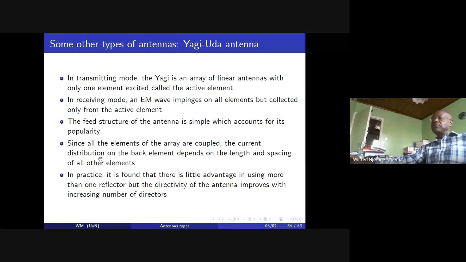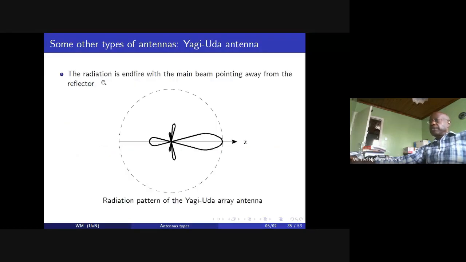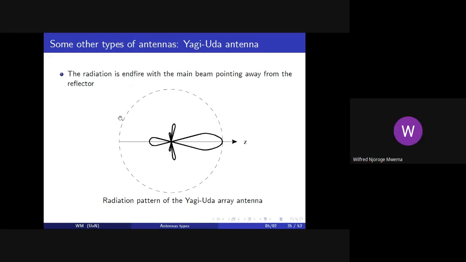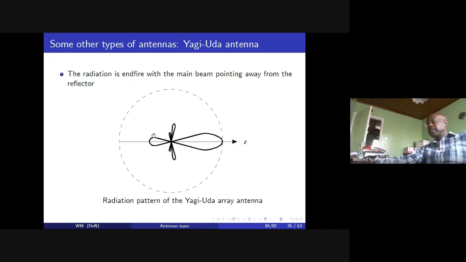That is, you want to capture some that leaked through, but the directivity of the antenna will be improving by increasing the number of directors. But this makes the antenna very long. So the radiation is usually end fire, with the main lobe pointing away from the reflector in that form. That is, a reflector will be on this other end, okay, and it has a very small value.